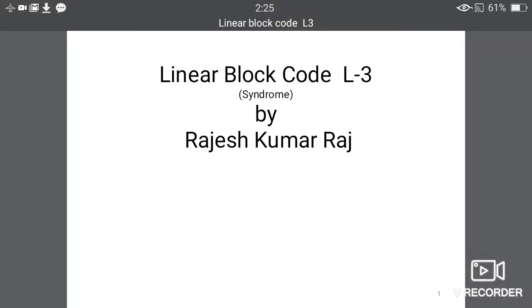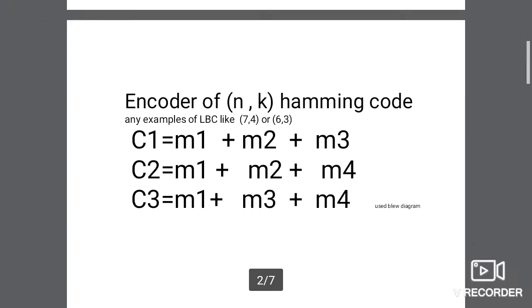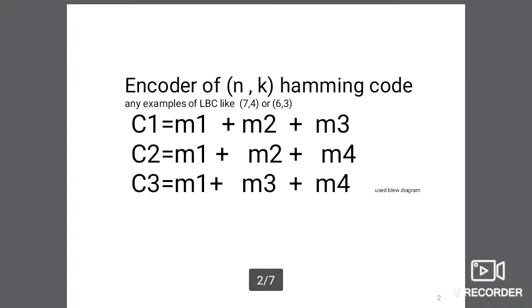Hello, good morning, friends. Today we will discuss syndromes in linear block codes. Here, the next topic is the encoder of (n, k) Hamming codes, meaning the encoder for Hamming codes.